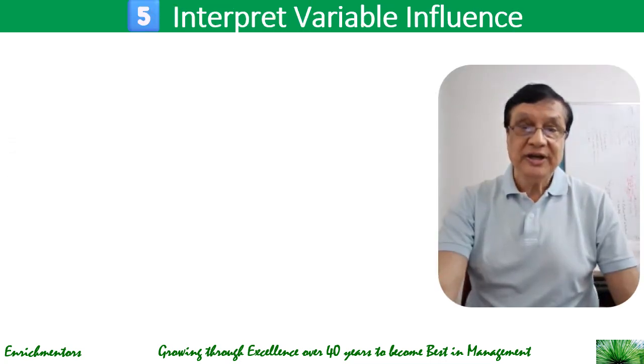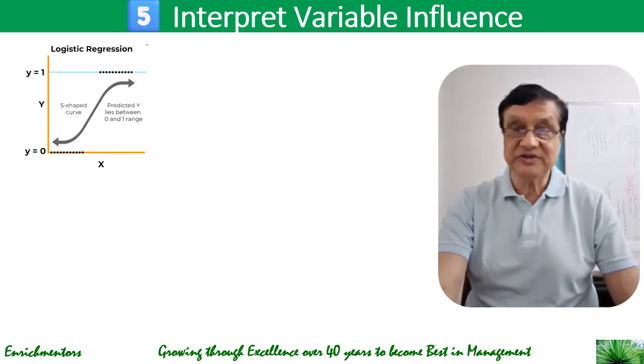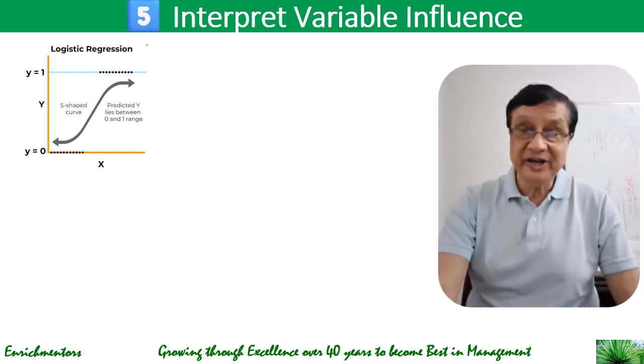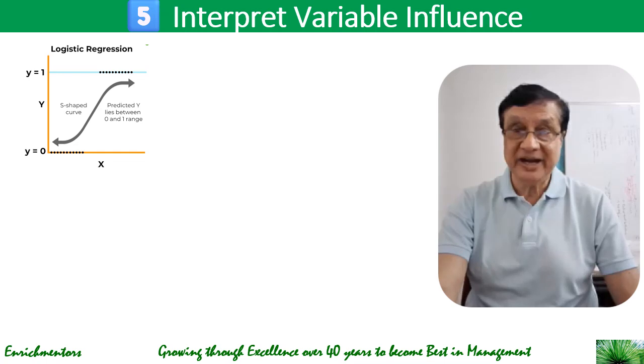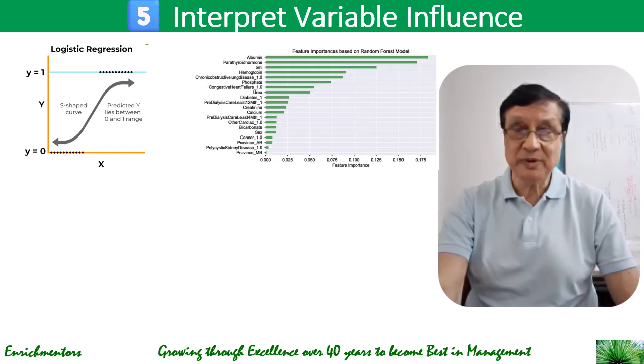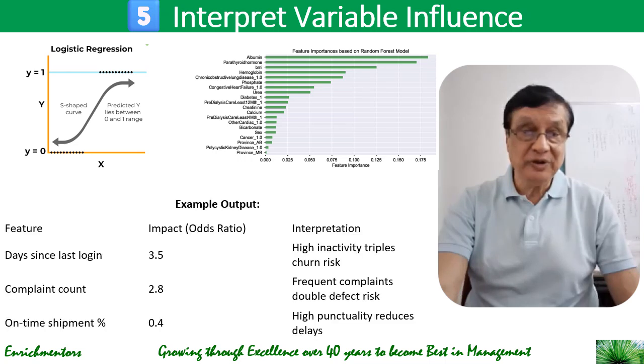Then you interpret variable influence. In logistic regression, positive coefficients mean increasing the risk of a bad outcome, and negative coefficients mean reducing the risk of a bad outcome. Then there are tree-based models, where you use feature importance or SHAP values to see which features have the largest impact. And then you have SHAP plots, where you see exactly how each variable pushes the prediction towards the undesirable or desired outcome. Let's take a look at some example outputs.